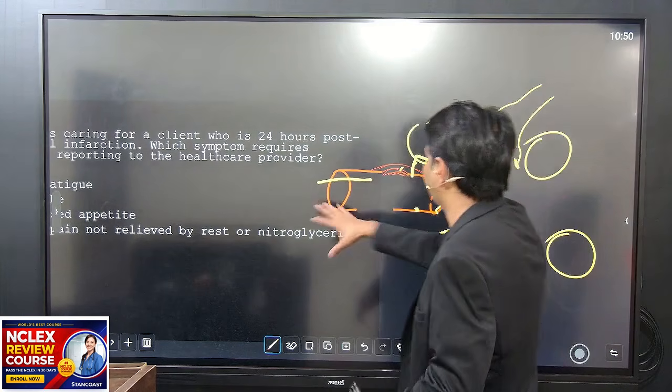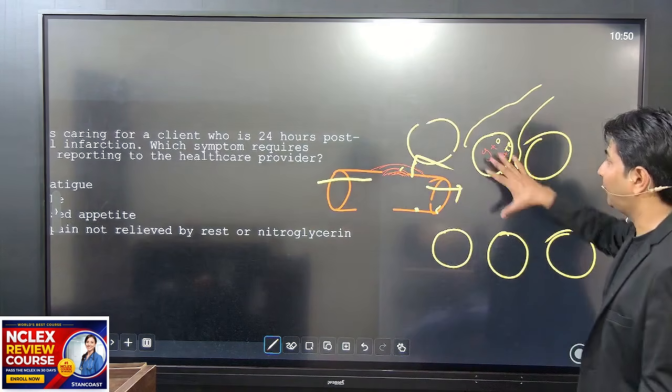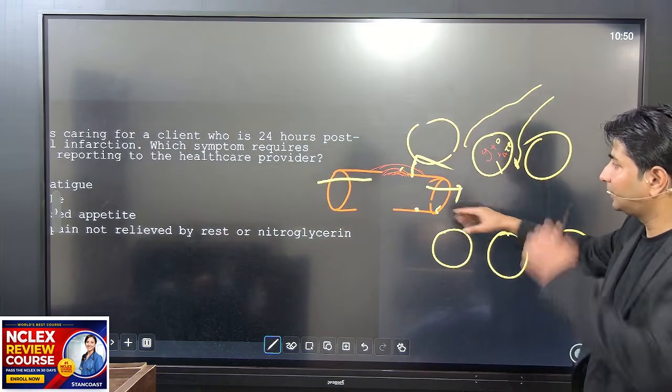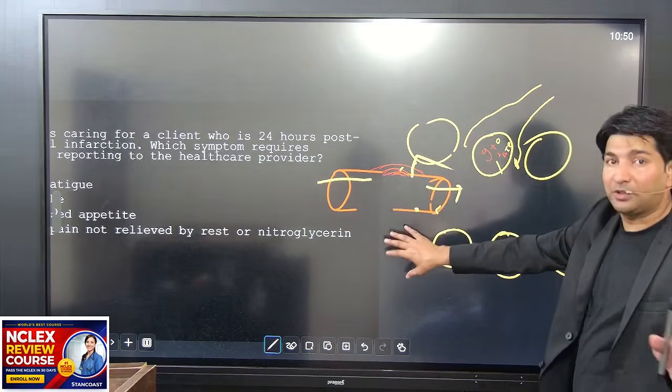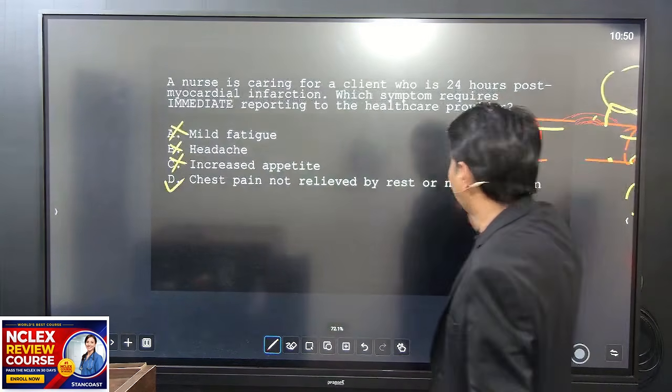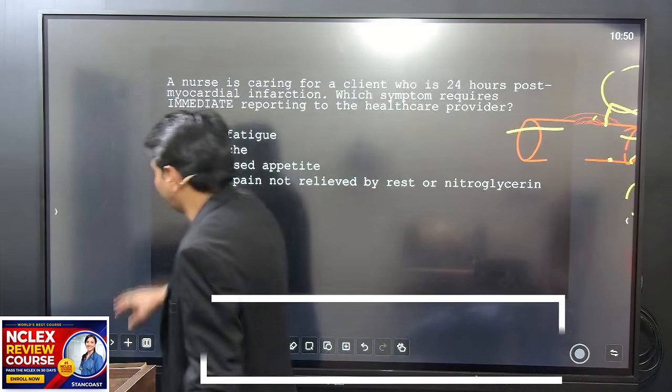So if you had them rest, and with rest this pain decreased, then we can say that the coronary artery was blocked, but only partially. But if it's not being relieved, it means it's completely blocked. So we'll have to change its treatment.